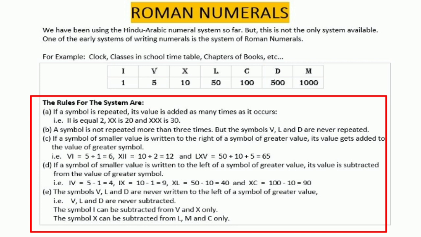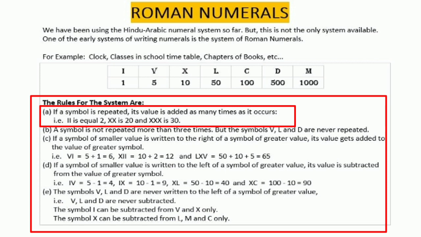First rule: if a symbol is repeated, its value is added as many times as it occurs. That is, we know I is 1. If II is there, then its value is 1 plus 1, that is 2. We know X is 10, but if XX is there, then its value is 10 plus 10, that is 20. If XXX is there, that is 10 plus 10 plus 10, that is equal to 30.